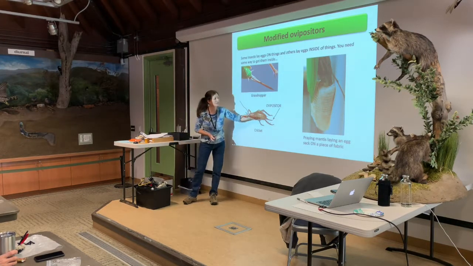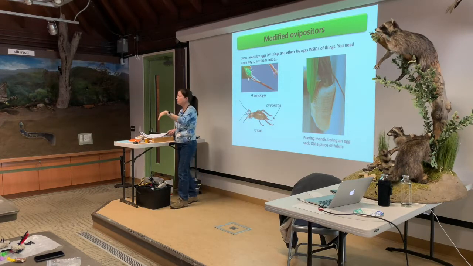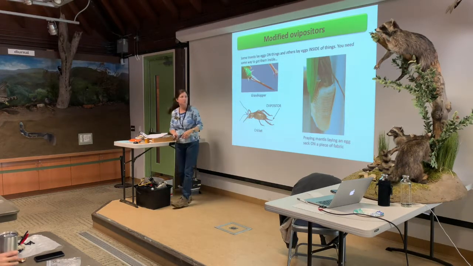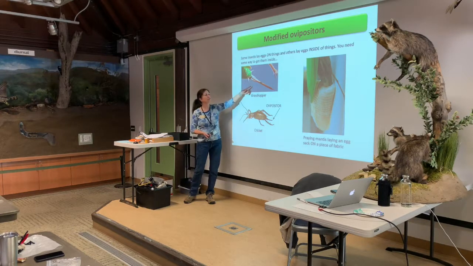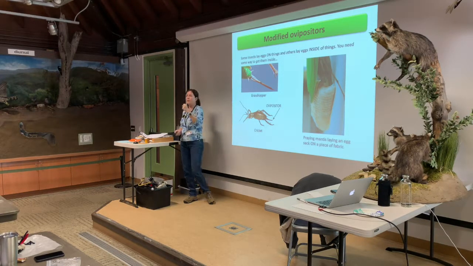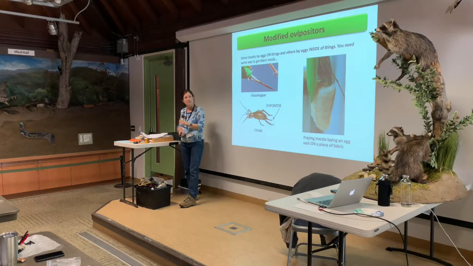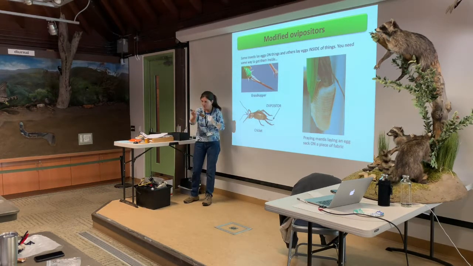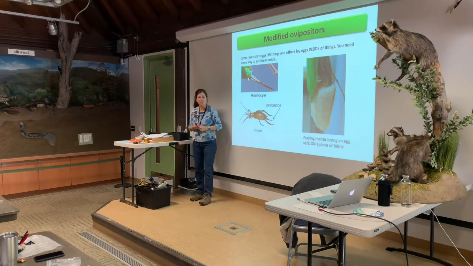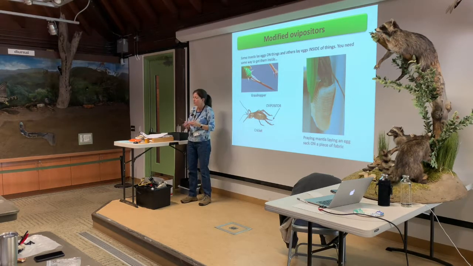So if you're going to put it in the ground, your ovipositor just needs to be able to penetrate the dirt or whatever material you're putting it into. If you're going to put it into a tougher plant material, or into another insect or animal, you're going to need a little bit more of a jabby type ovipositor. So they started developing these pretty wicked looking ovipositors.